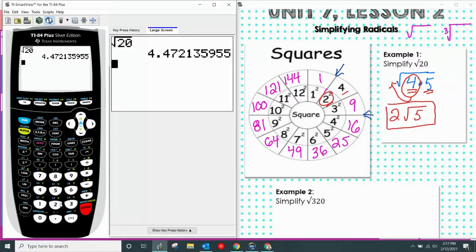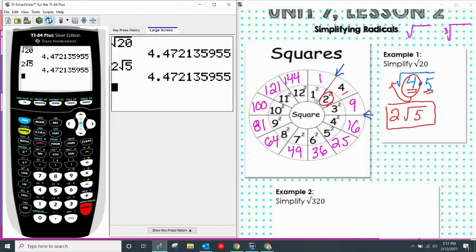So I come over here, and I say 2, and then I put my square root in, and I put the 5. See, I've typed it just like that and hit enter. Look, they're exactly the same decimals. So if you simplified it correctly, it's exactly the same answer, the same exact decimals.